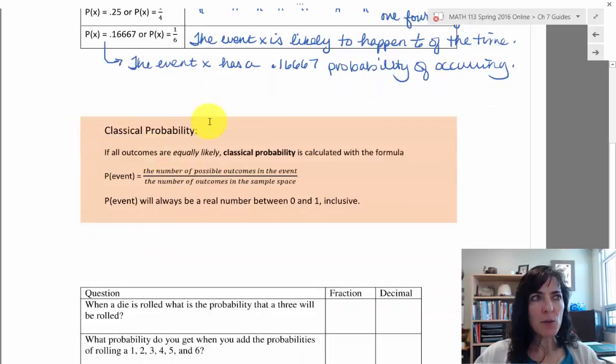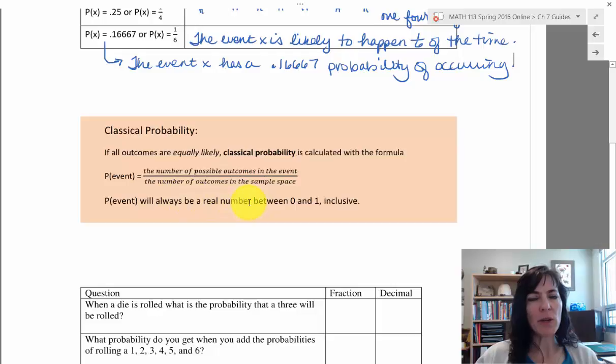So formally, classical probability, if all outcomes are equally likely, remember the die toss and the coin flip. Classical probability is calculated with this formula, the probability of the event, and you can put P of whatever the event is, equals the number of possible outcomes over the number of outcomes in the sample space. And we wrote that on the page before.